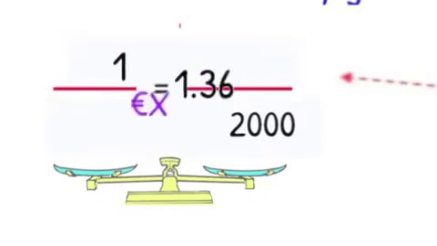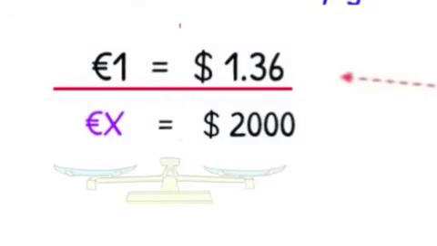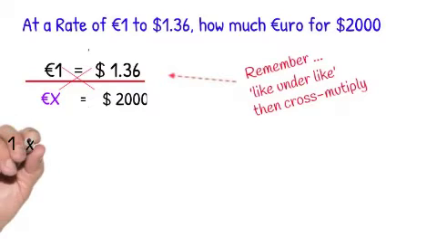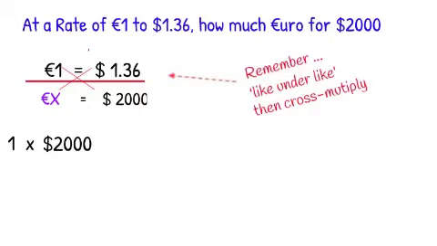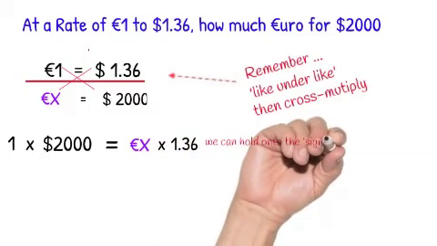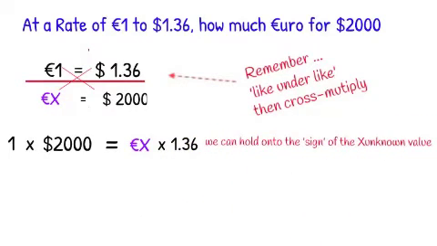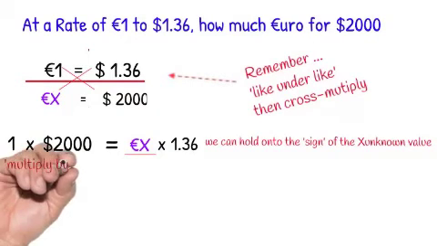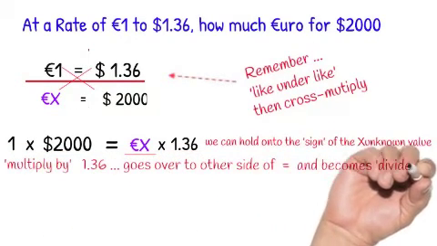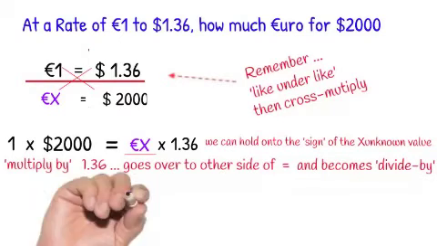We'll back it up for a second and break down what has actually happened here. The divide by 2000 moves across the equals and becomes a multiply by 2000, so it gets multiplied by 1. And on the other side, the x euro in the divide by position moves across the equals to the multiply by, and it's x euro multiplied by 1.36. And now in order to get the x euro on its own, we move the 1.36 across the equals to the divide by position.